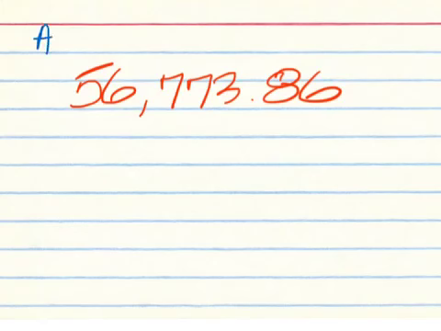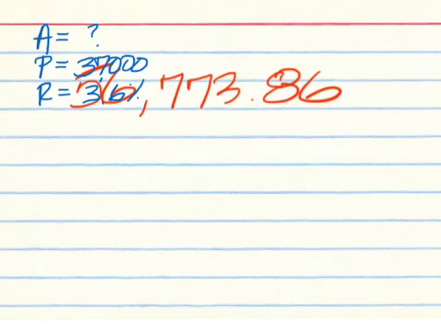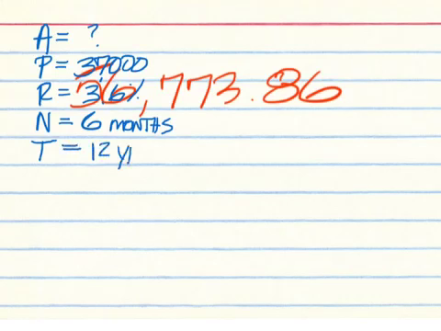Alright, for this problem we have an amount that we're looking for. The principal is 37,000. And we're going to have a rate of 3.6%. It will be compounded every 6 months. And the time period is going to be 12 years. Compounded every 6 months.